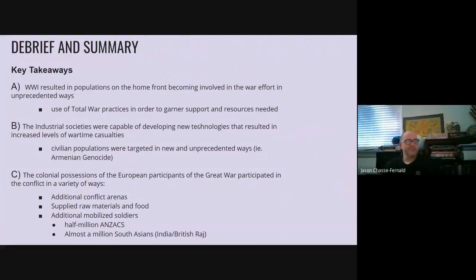All right, so let's do a quick debrief. World War I resulted in populations on the home front becoming more involved in the war in unprecedented ways. Use of total war practices in order to garner support, resources. Industrial societies are more capable of developing new technologies that result in increased wartime casualties. So civilian populations are going to get targeted: unrestricted submarine warfare, the Armenian genocide. And of course, colonial possessions are going to be a major factor in this war. So additional conflict arenas, access to food and raw materials, and probably most importantly, manpower, like actual soldiers.